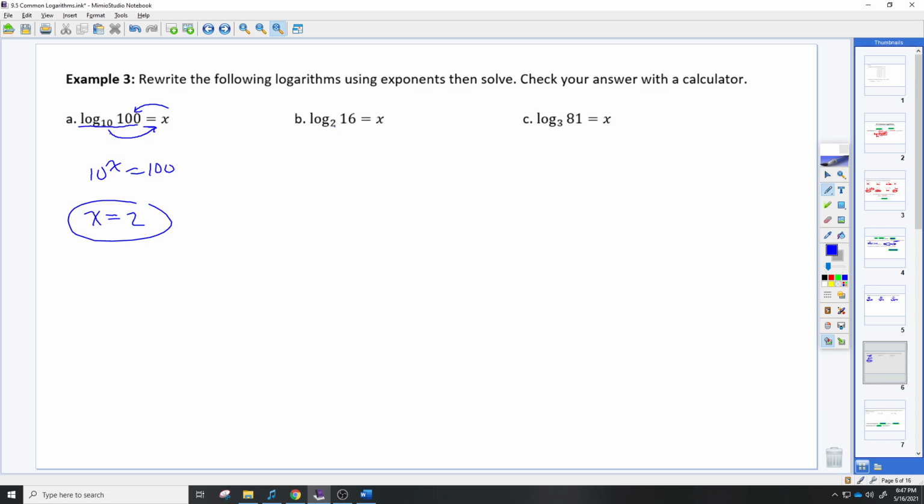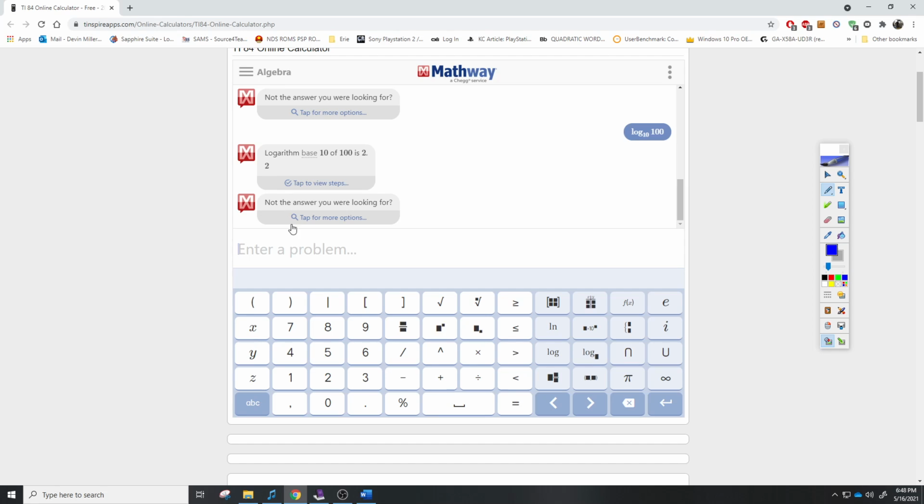All right, part B, we're going to do the same thing. Get rid of the log. It's going to be 2 to the what power gives you 16. So think about what that would be. That should be 2 to the 4th power. And you can check that with the calculator. I'm going to do these last two at the same time. And then the last one, cross off log, we're going to do 3 to the x equals 81. And that value should be 4 as well. So we're going to do log base 2 of 16. Try that one out. Log base 2 of 16. That is 4. And then the other one was what? Base 3 of 81.